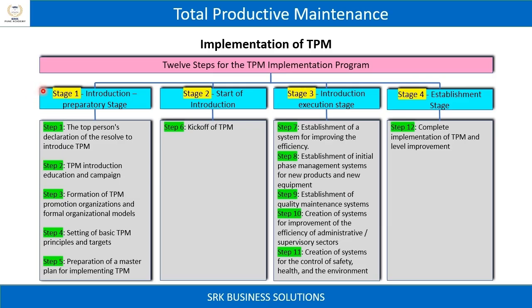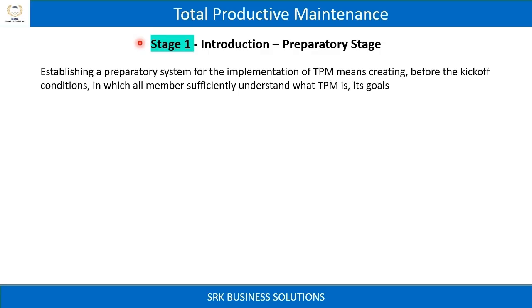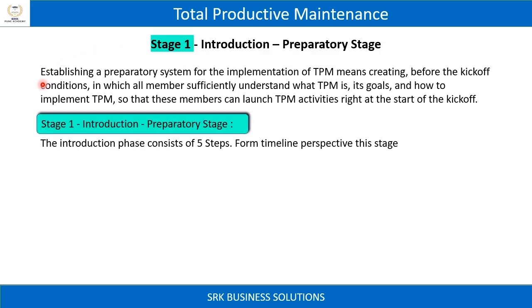Stage 1 is Introduction Preparatory Stage, contains step 1, 2, 3, 4 and 5. Stage 2 is Start of Introduction, contains step 6. Stage 3 is Introduction Execution Stage, contains step 7, 8, 9, 10 and 11, and Stage 4 is Establishment Stage, contains last step 12. We will understand the details of each stage and steps under it. We will start from Stage 1, the Introduction Preparatory Stage.